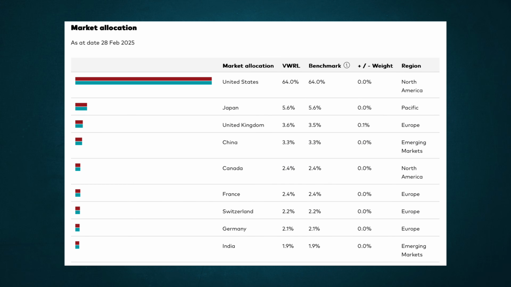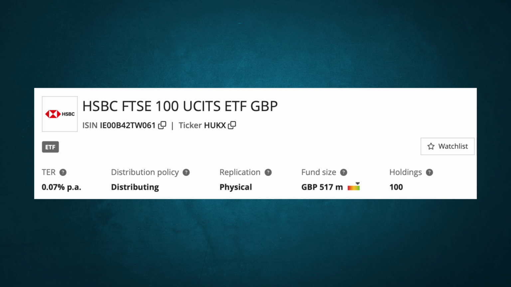Now, if we delve into the makeup of VWRL a little more, we can actually see that 3.6% of this is taken up by the UK on its own, with the rest of Europe making up 11.8% of this ETF. So let's start with that UK part. Ideally, we need an ETF which covers the top companies within the UK market. For this, I've gone with the HSBC FTSE 100 ETF with the ticker symbol HUKX. This ETF seeks to track the FTSE 100 index, meaning it contains the 100 largest UK stocks.